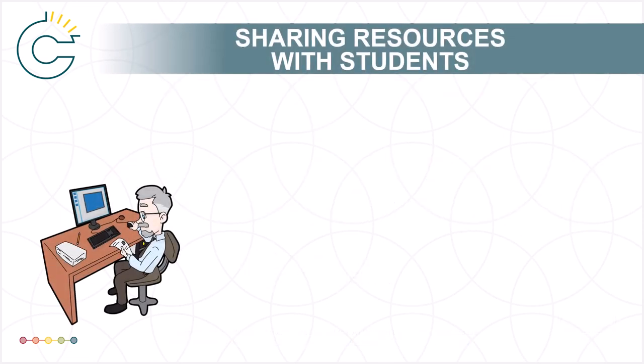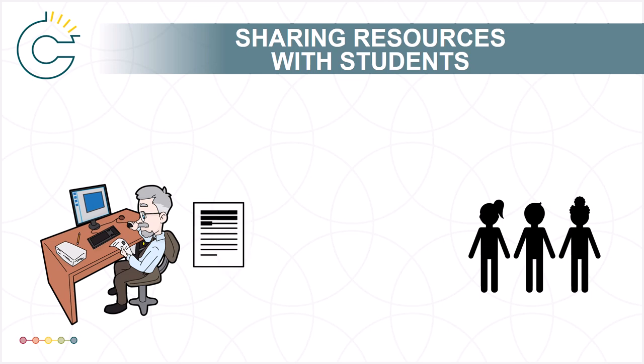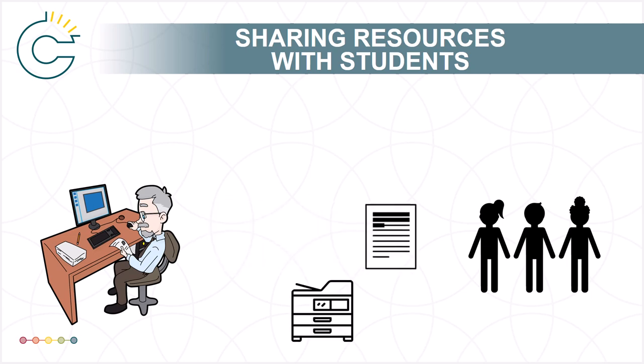Sam teaches social studies at a junior high school. All the students have a copy of the main textbook, and the school owns copies of a number of other print resources. Sam wants to share excerpts from these resources with the students in his classes. Given that the school does not have a sufficient number of copies of these supplemental resources for each student, Sam photocopies the excerpts and distributes these copies to the students in his class.